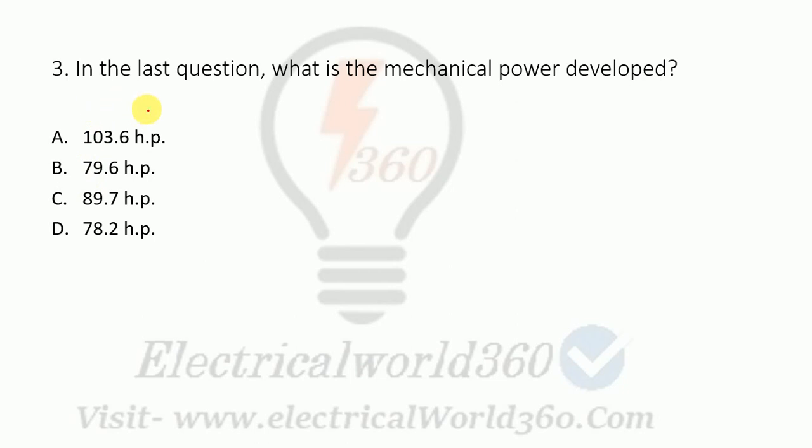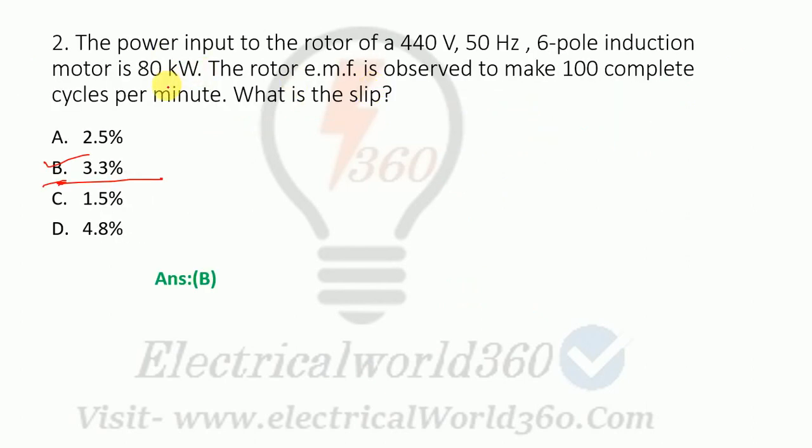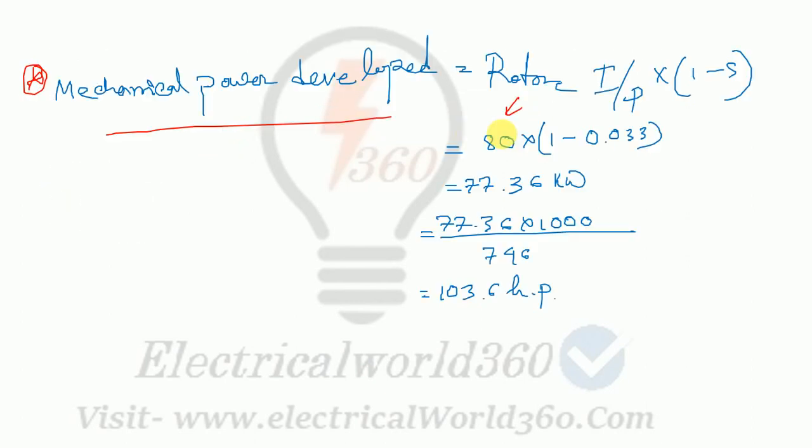This is question number 3. In the last question, that means in this question, what is the mechanical power developed? As we know, the mechanical power developed is equal to the rotor input into (1 minus S). This is the important formula, we need to remember this. The rotor input is 80 kilowatt, and this is 1 minus the slip. Slip is 3.3. So after calculating, we will get 77.36 kilowatt. To make it in watt, we need to multiply by 1000.